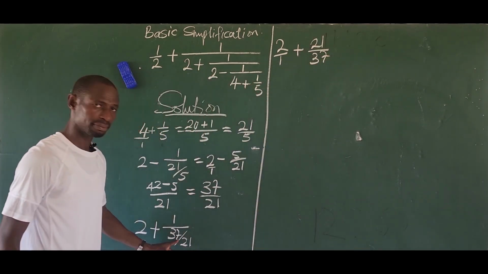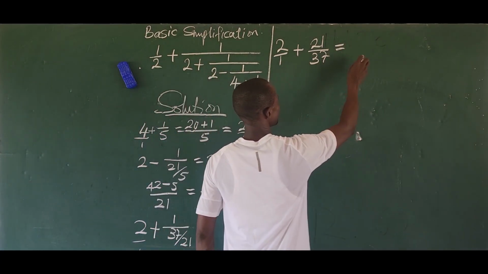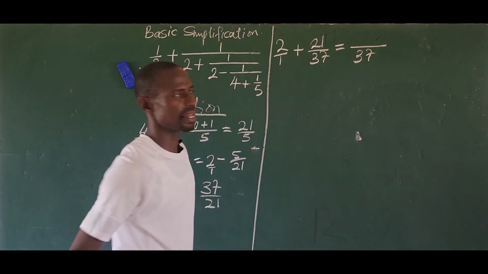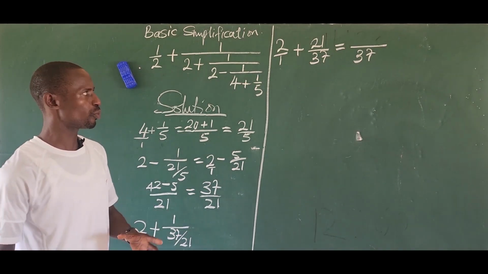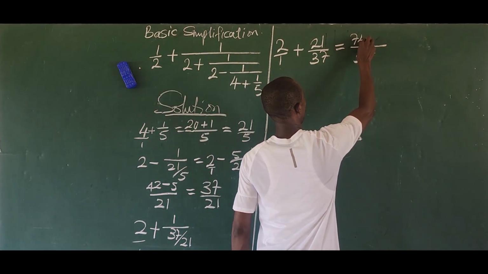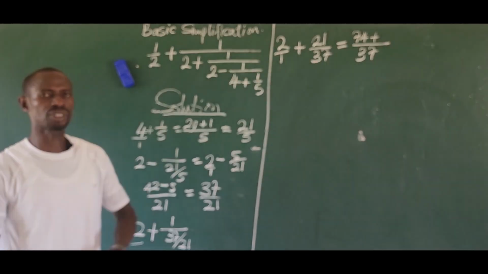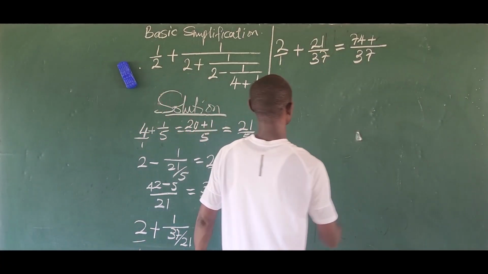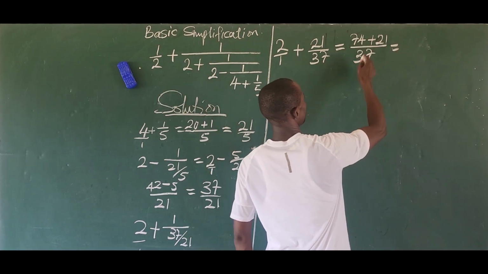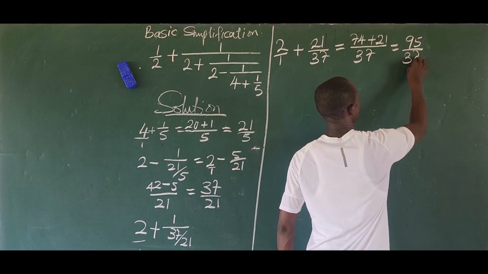With this, we find the LCM of this and this again. The LCM still remains 37, right? Good. So 1 into 37 will give us 37. 37 times 2 will give us 74. So we have 74, then plus 21, because 37 into 37 will give us 1, and 1 times 21 will give us 21. So let's add up everything here. This is going to give us 95 all over 37, right?